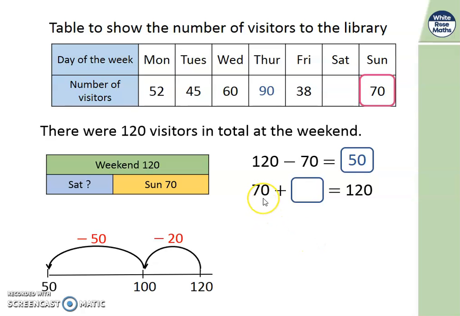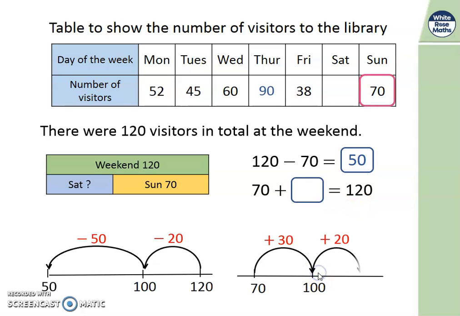Let's check it works with the other way of doing it. We start at 70, which is Sunday's amount, and we keep adding on until we get to the full weekend of 120. Start at 70, think number bonds to make 100. What would I add to make 100? Yes, 30. But I need to get to 120, so I need to add 20 more. How much have I added altogether? It's still 50. Well done if you found that answer. That's correct.